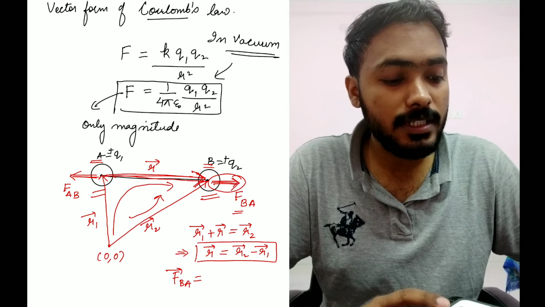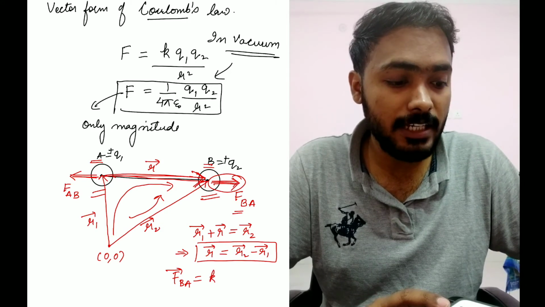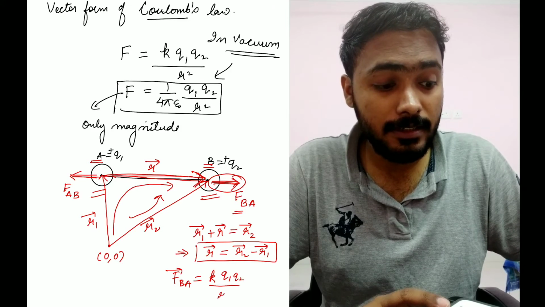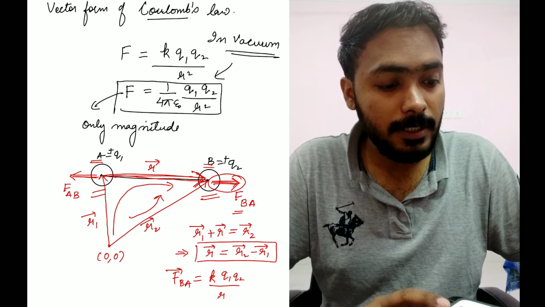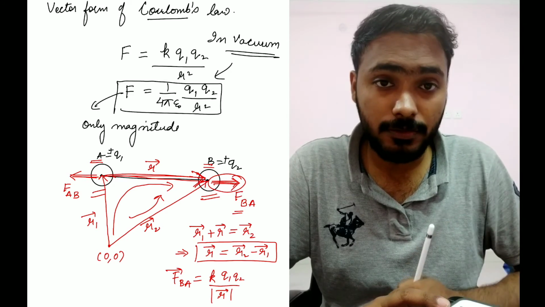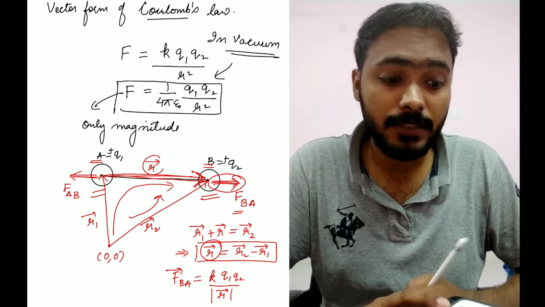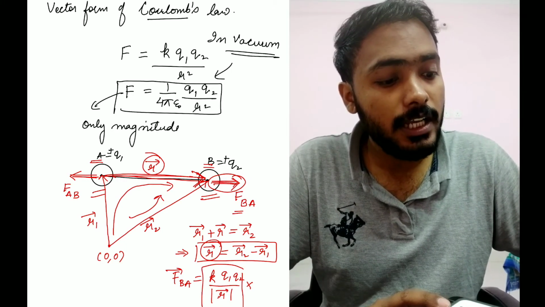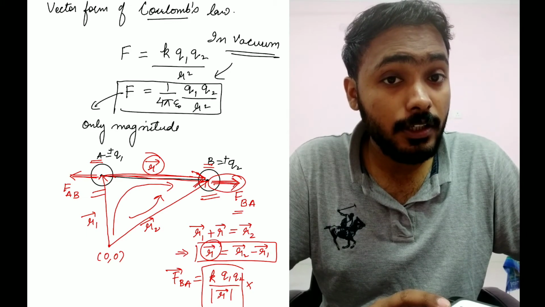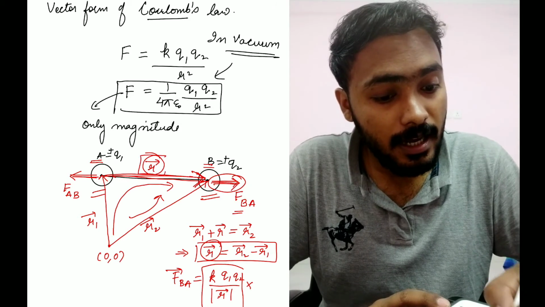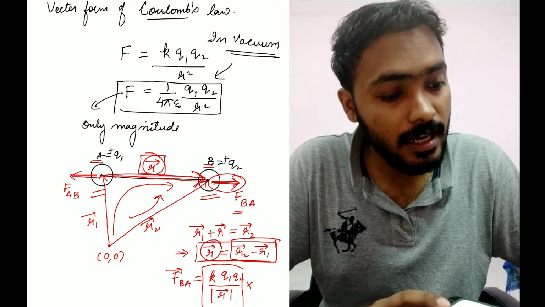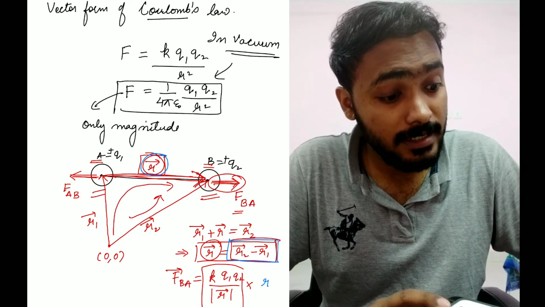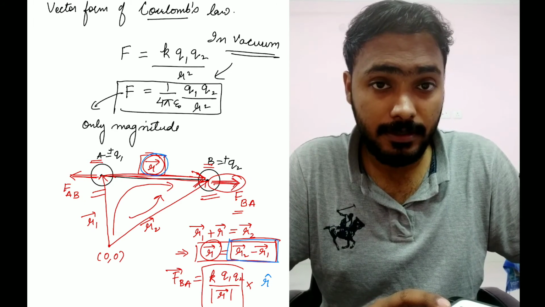So if somebody asks me what is my FBA vector, we all know the magnitude, that is K Q1 Q2 upon r vector magnitude squared. Now here this is the magnitude we are talking about. So can I write it like this? The magnitude of r vector, that is the distance, multiplied by, now this particular part was the magnitude. Now I have to multiply it with the unit vector. Here you can see r vector can also be written as r2 minus r1, or you can write it like this, r cap.